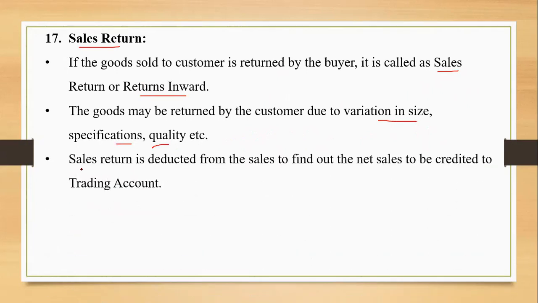Sales return, how do we show this? Sales return is shown by way of deduction, as we have discussed for purchase return, similarly, but in the trading account on the credit side. So sales return is deducted from sales to find the net sales. Where? Credit of the trading account.